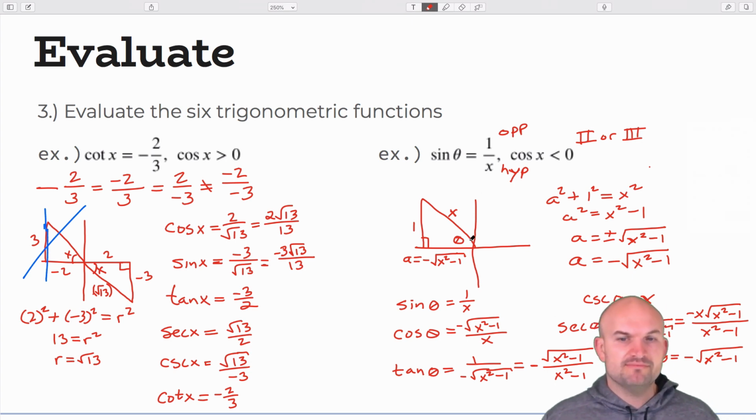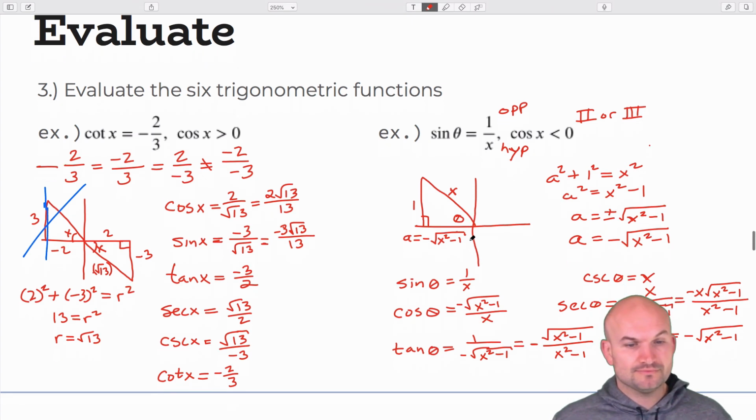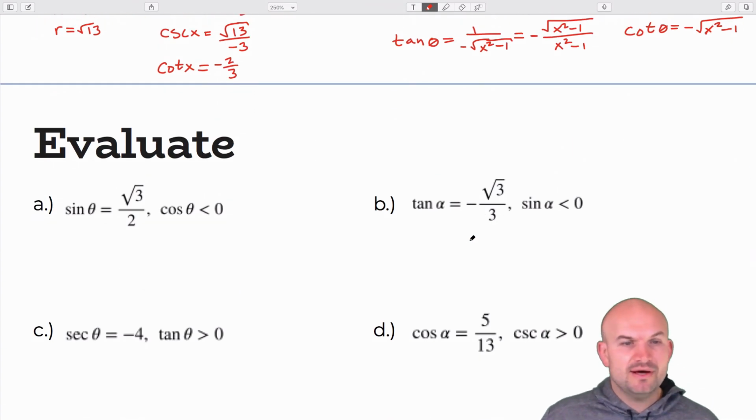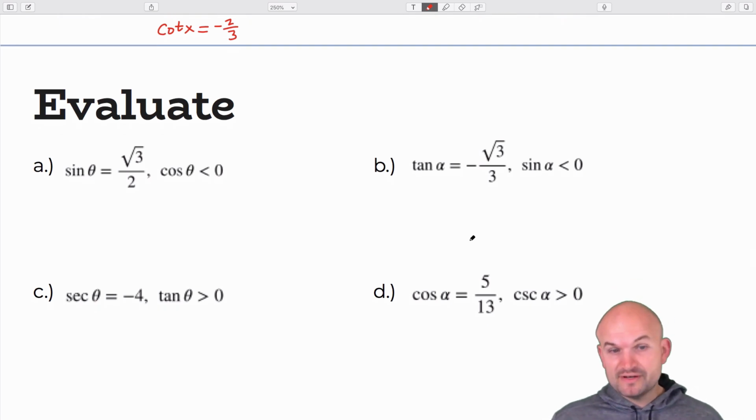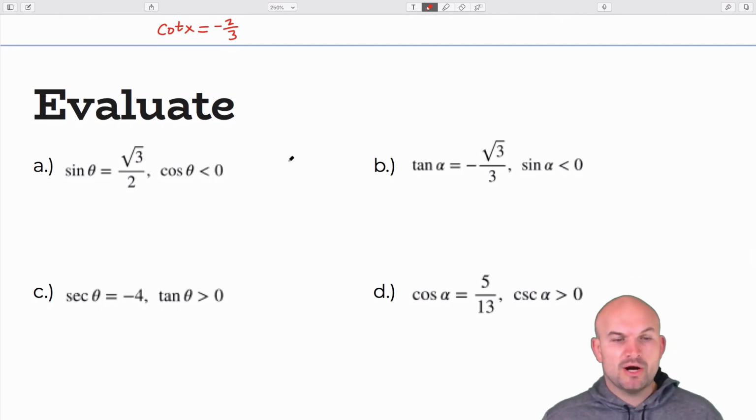But I really wanted to make sure students understood the plus or minus and how that comes up. All right, so now let's go ahead and work through some four different examples that you can see are all different, and all the same.